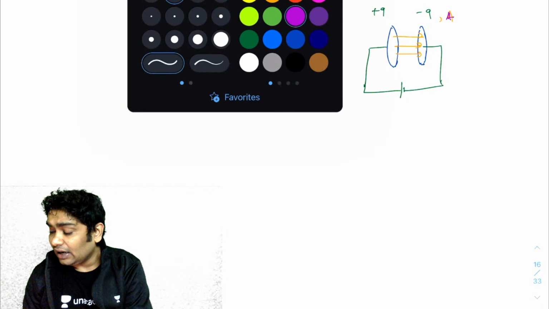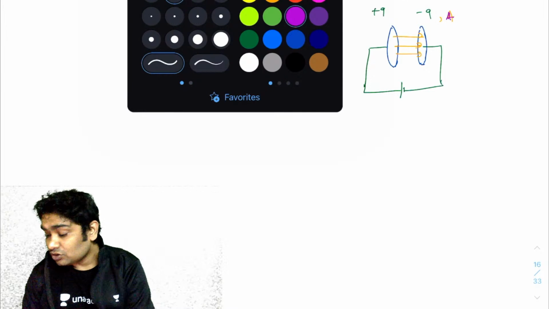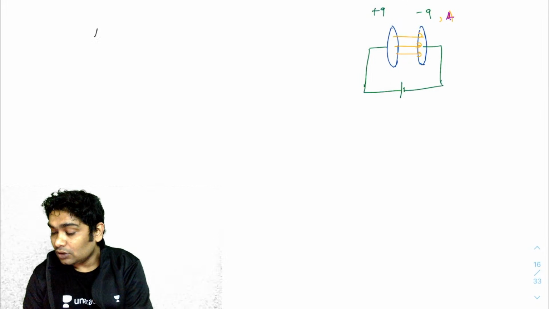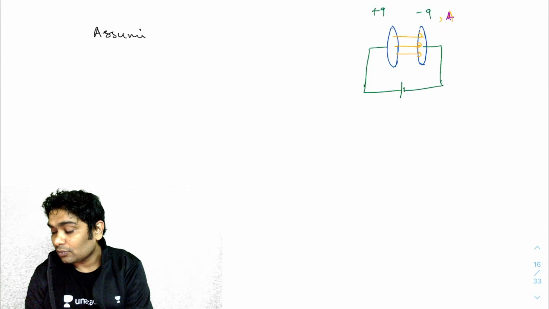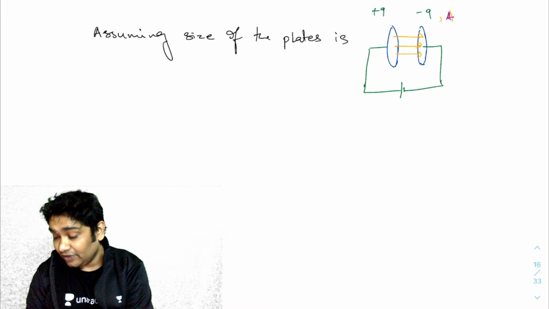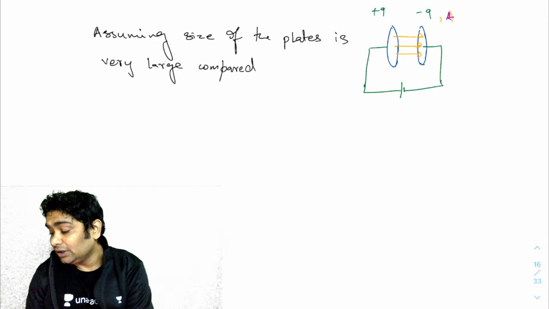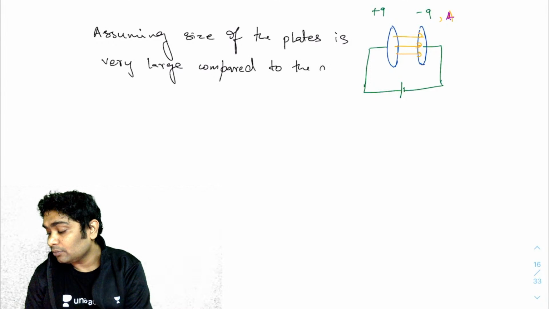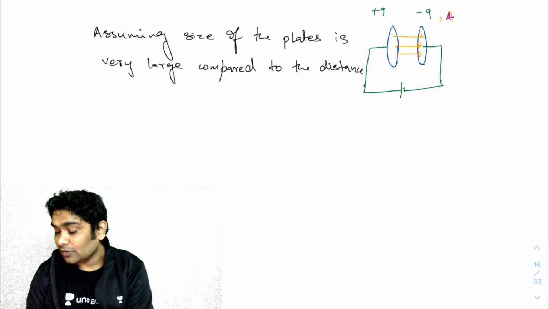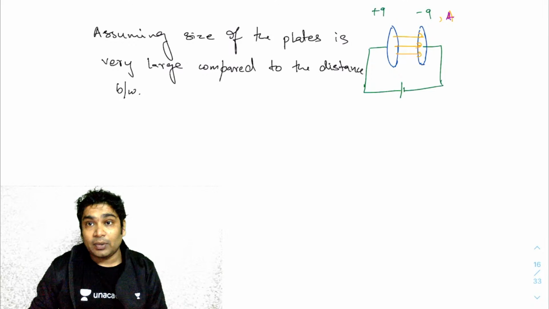So I will say that again, assuming that the size of the plates is very large compared to the distance between the plates. So we will always keep that assumption. Now, why are we taking that assumption? So that I can use the formula of an infinite sheet for figuring out my electric fields.